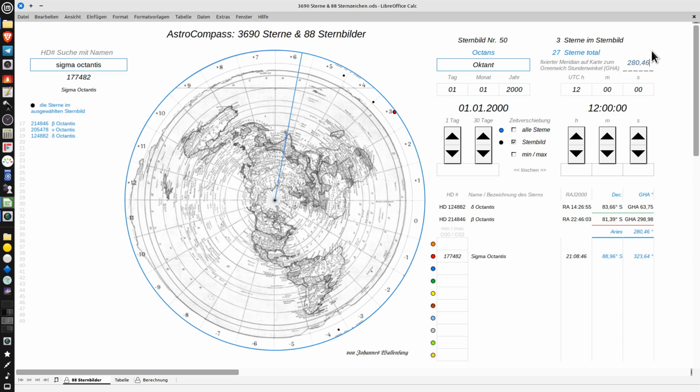Sigma Octantis has a right ascension of 21 hours, 8 minutes, and 46 seconds. If you adjust the time in the table, the star reaches the previously set meridian, and thus the point where Aries was previously located.